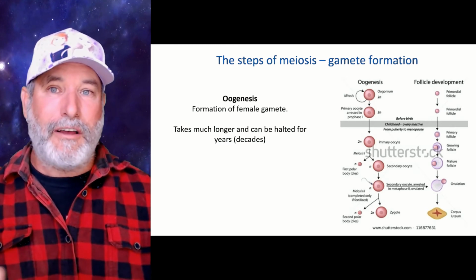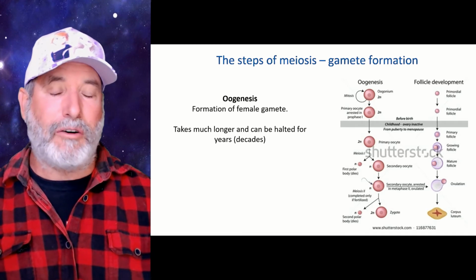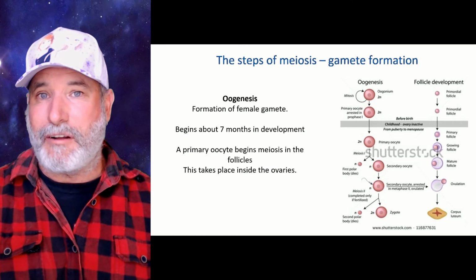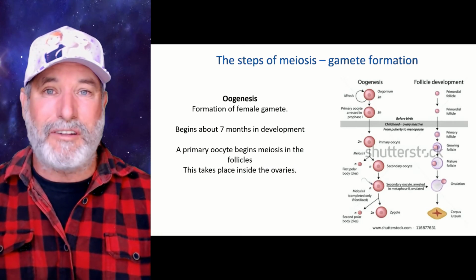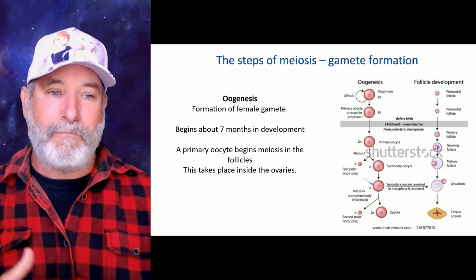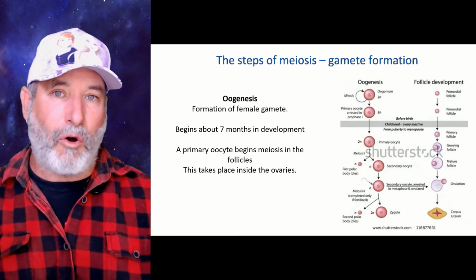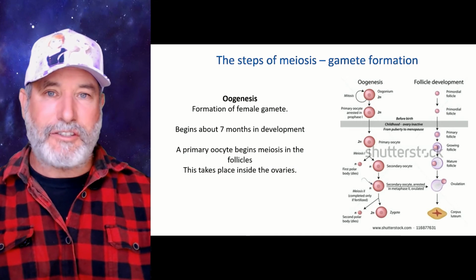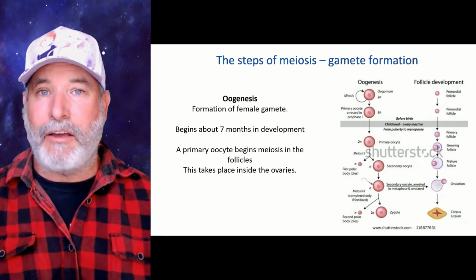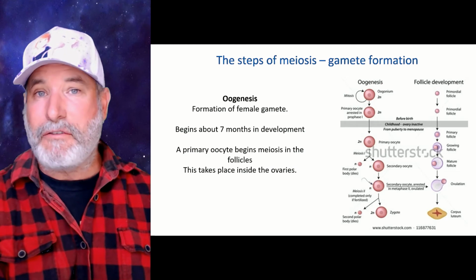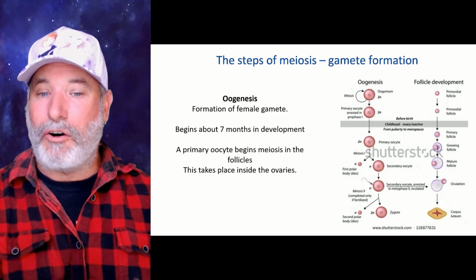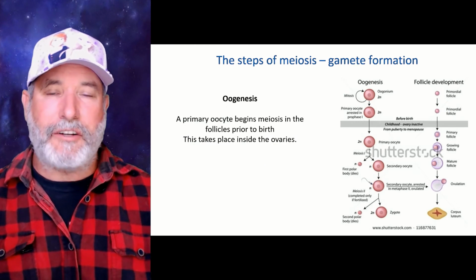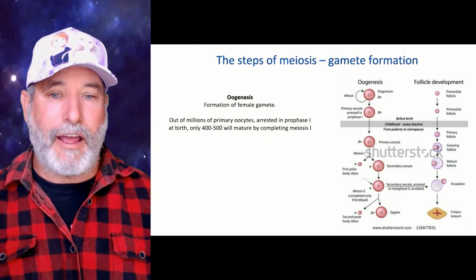Okay, so first of all, this takes a lot longer and can be halted for decades in females. So starting about 7 months in development, I mean, when you're talking about the fetus being only 7 months old, this is when we start to get the primary oocytes being formed, and they're being halted in prophase 1. That's interesting, right? They actually begin meiosis before the child is even born, but it's halted. And of course, this takes place in the ovaries. So once a child is born, they basically have all of their eggs.